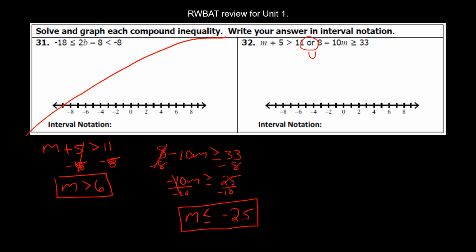Okay. So for the first part, m greater than 6. So I'll come here to 6. I'm going to put an open point at 6 because it is not including that 6 value. It does not have an equal sign, and we're going to the right. And for the other value at negative 2.5, that's about right here between negative 2 and negative 3. And this is a closed point. Okay, this is a closed point, and we're going to the left.